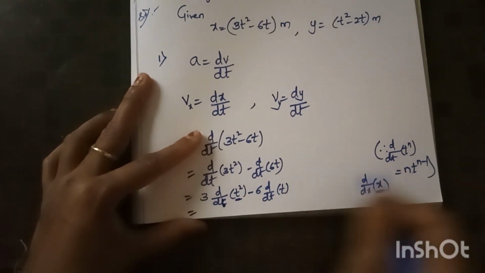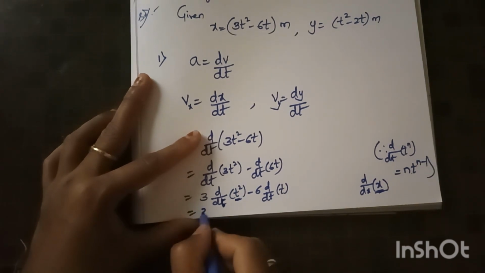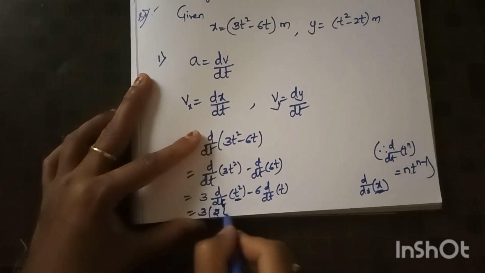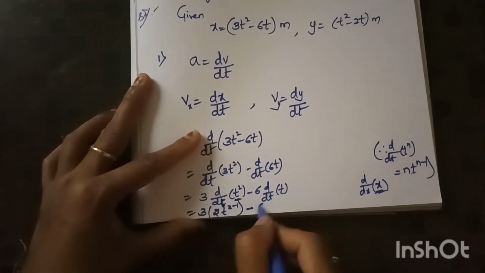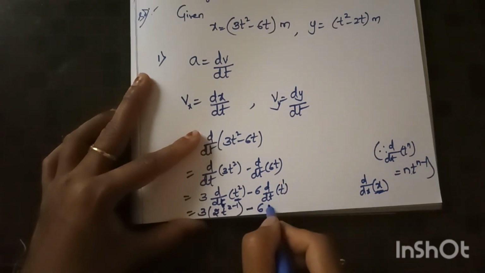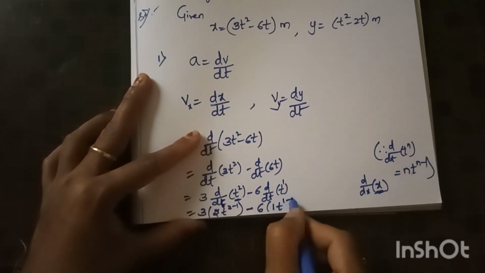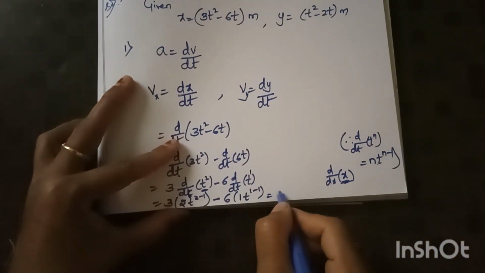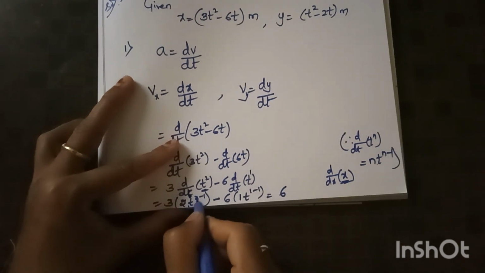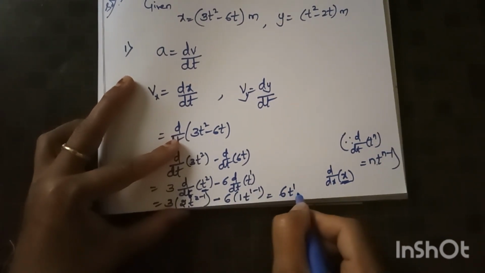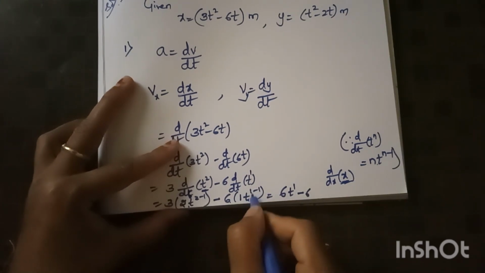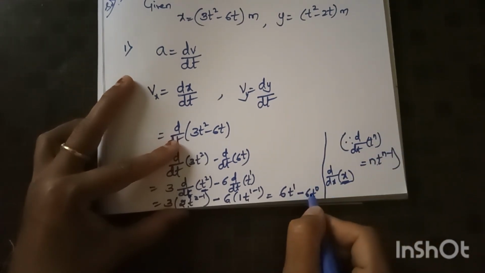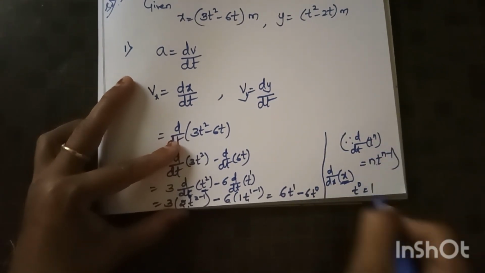So in place of n, what do we have? 2. So 3 into 2 t power 2 minus 1, minus 6. In place of n, what do we have? 1. 1 into t power 1 minus 1. That is equal to, what will we get? 3 times 2 is 6, t power 2 minus 1 means t power 1, minus 6 into 1, which is 6, t power 1 minus 1, which is t power 0. What does t power 0 represent? Anything power 0 equals 1.